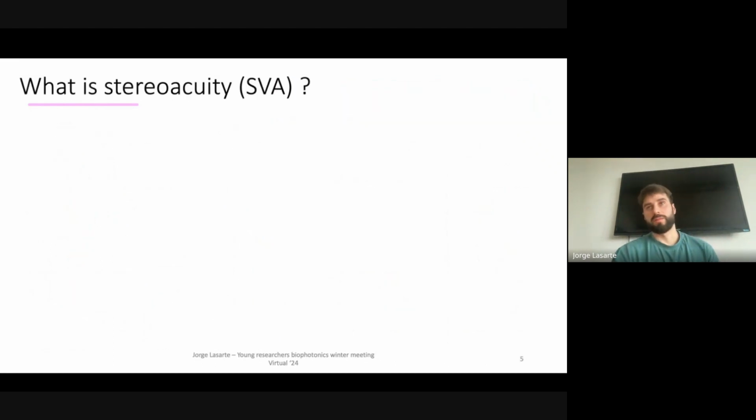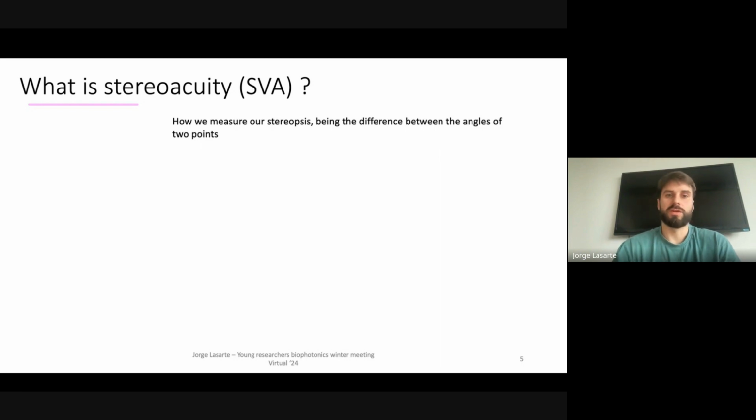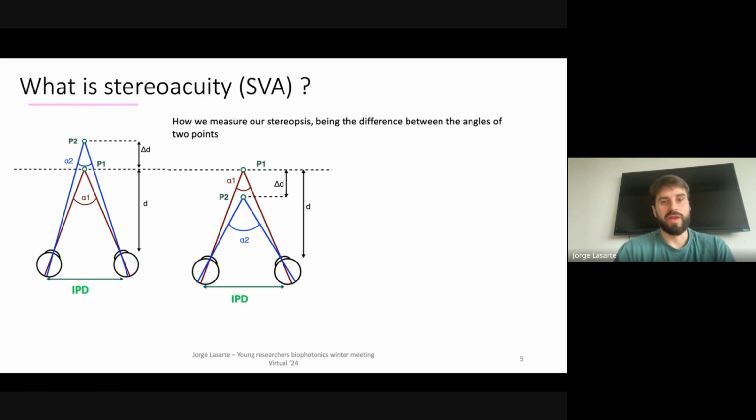So what is stereoacuity? Stereoacuity, or also called SVA, is the way of measuring this capacity. And the definition is the difference between the angles of 2 points, whether they are in front of a certain plane or behind that plane. Those 2 points and the angles that they generate when you extend lines from those points all the way to our eyes, that's going to be what we call SVA.